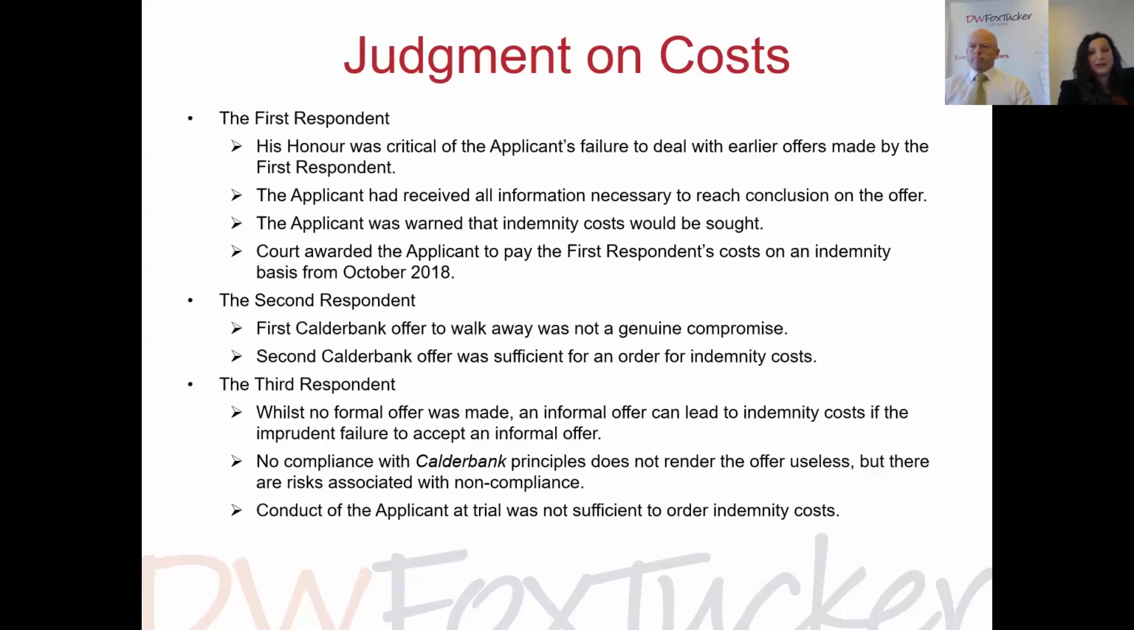His Honour decided that despite the factors of trial, for instance, the delays, late discovery, late evidence, they alone were not sufficient to justify costs on an indemnity basis. However, it was appropriate for costs to follow the event and for it to be awarded on a party-party basis.